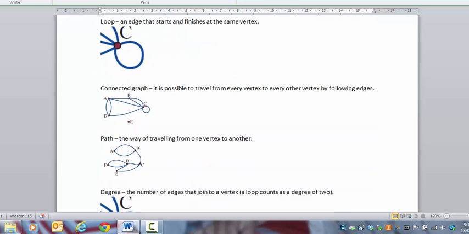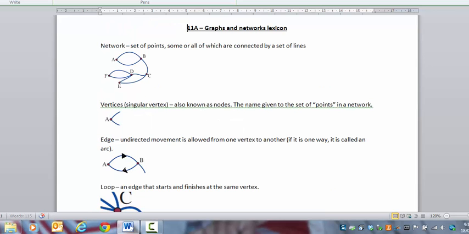Okay, the next term is this concept of a connected graph. A connected graph is one where it's possible to travel from every vertex to every other vertex. So clearly this example here is not a connected graph because there's no way of getting to vertex E. There's simply no edge that connects any of these vertices to vertex E. And so what we call vertex E is an isolated vertex.